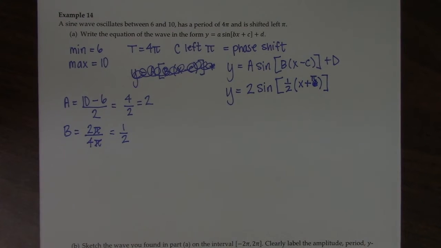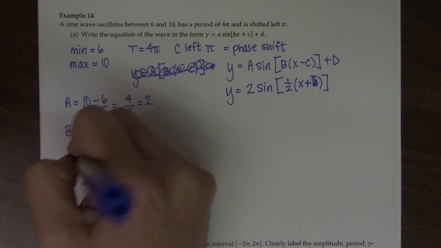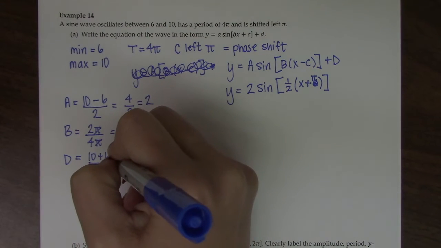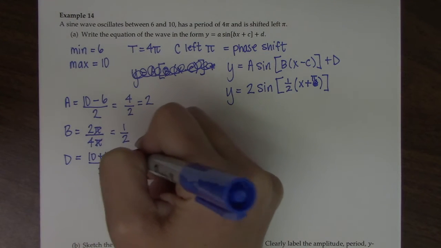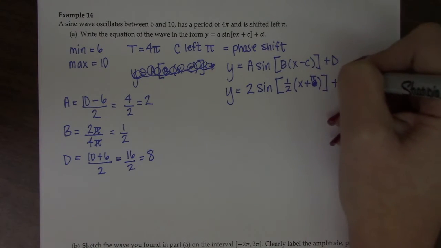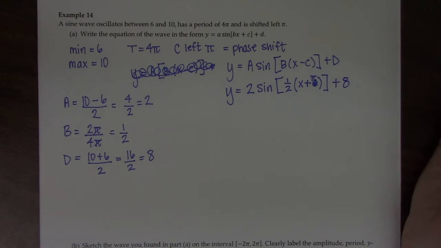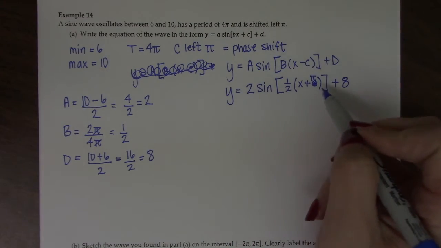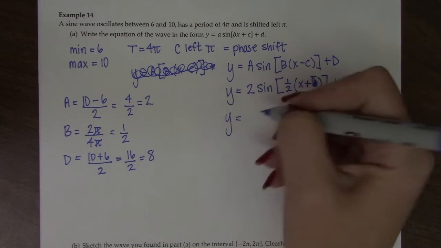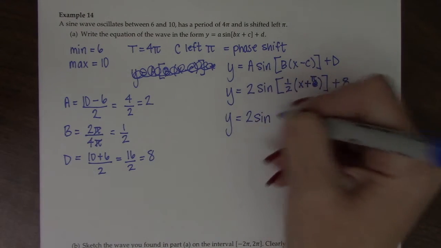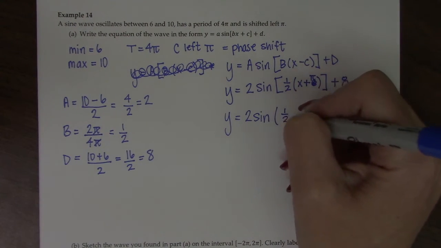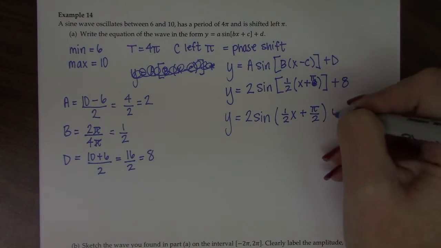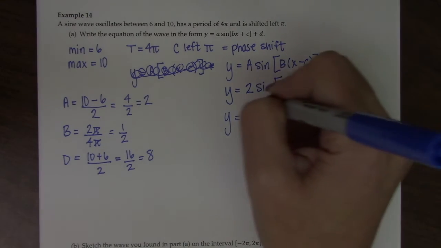To get d, I can average the max and min together. So 10 plus 6 over 2 is 16 divided by 2, or 8. So this wave was shifted up 8 places. So now, to give my final answer in the form they want, I need to distribute the 1/2 across. So y equals 2 sine 1/2 x plus pi over 2 plus 8.